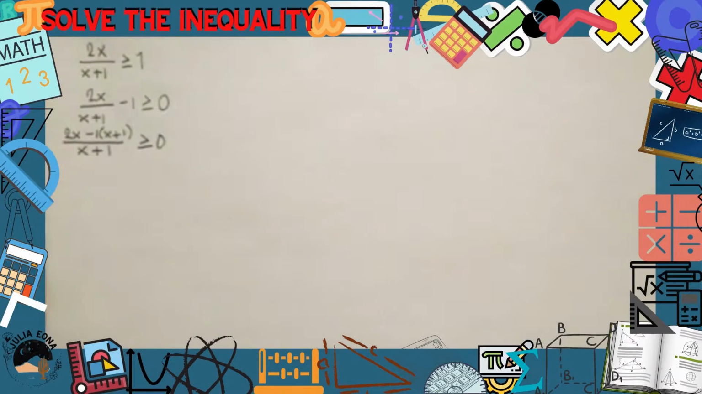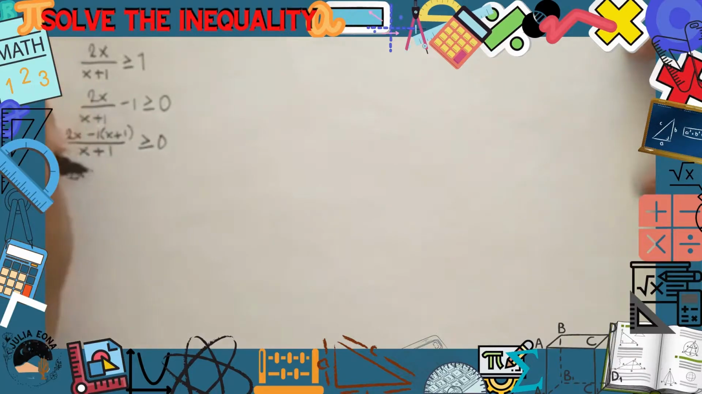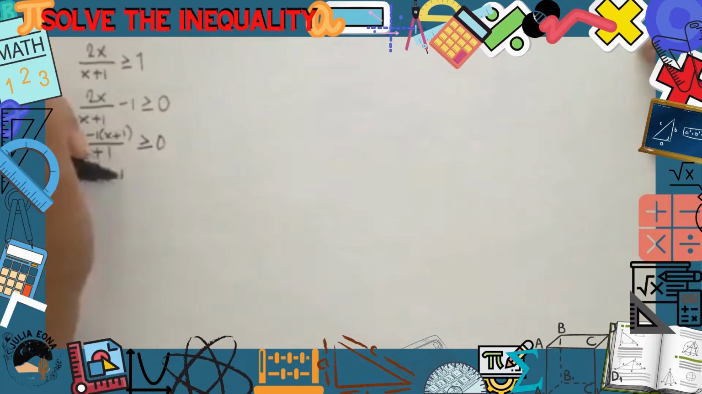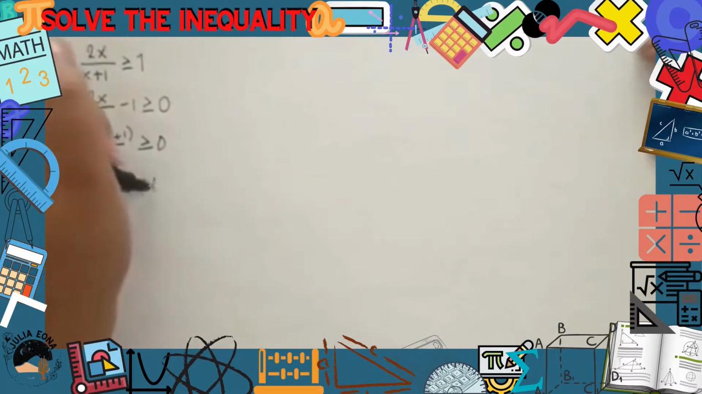Next, let's have 2x. Then let's multiply 1 by x, that is negative x. Then negative 1 multiplied by 1 is negative 1. So let's write x minus 1 over x plus 1 greater than or equal to 0.